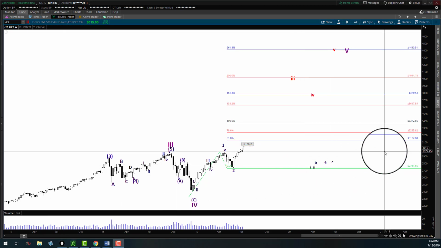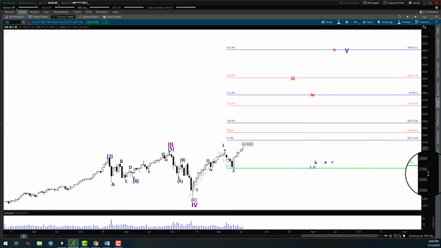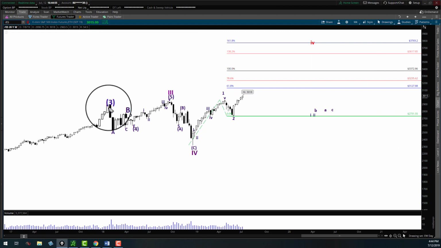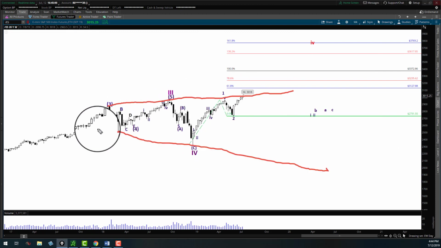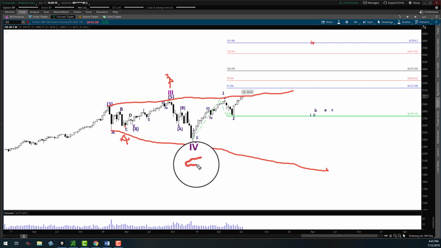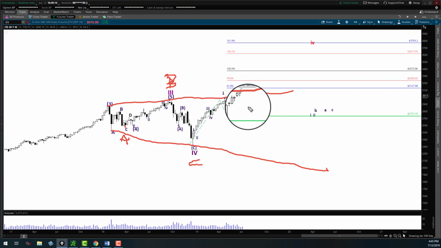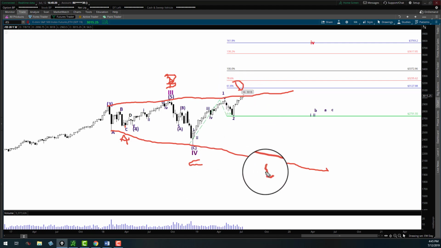Another really wild scenario would be that we are in an expanding triangle, and this could be A, B. That's a wonderful looking B up there. I gotta make that better. That was almost worse. C, D, and E for wave 4, and then wave 5.